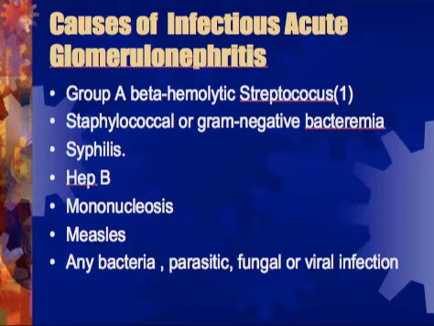Causes of infectious acute glomerulonephritis. The number 1 is a group A beta hemolytic streptococcus. So I'll say this over to you and I'll say it again, that it is important to prevent this the first time, an acute process or chronic.